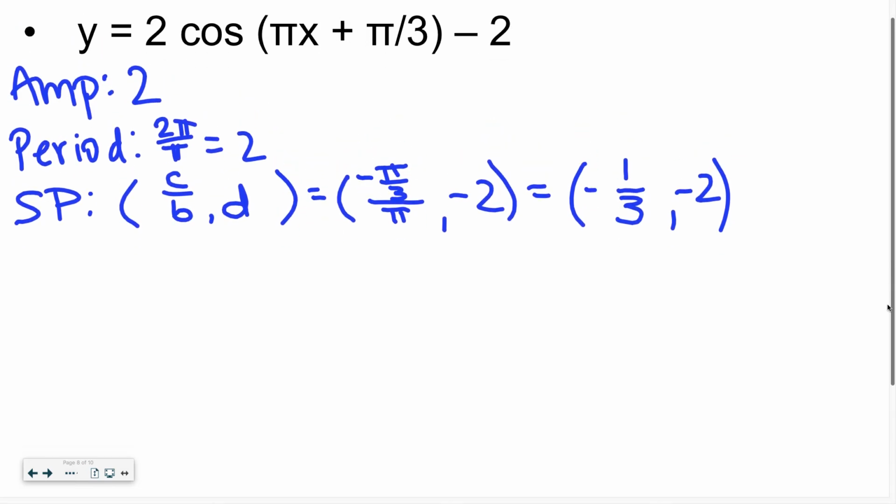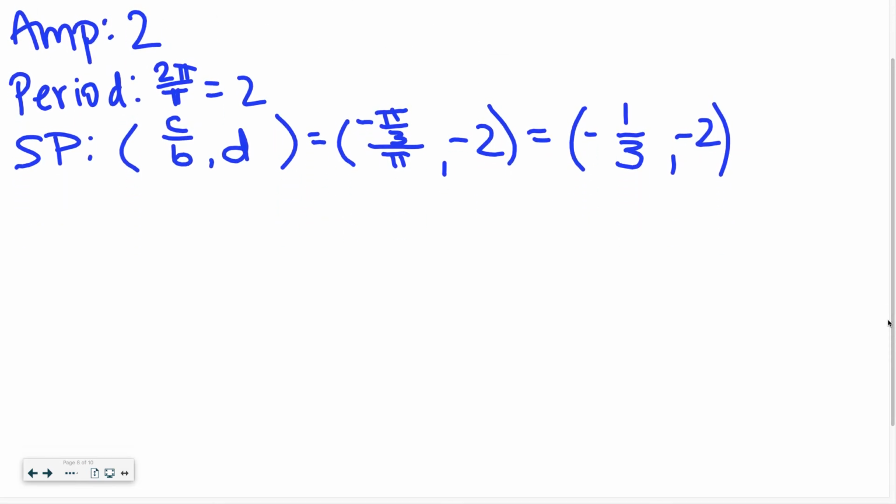Our process. Oh, this is cosine. Okay. Our process is still the same. So our starting point is negative 1/3, negative 2. Okay. Well, now we have a taller amplitude. So, you know, I'm going to try to draw my frame a little bit taller. Some of you may not. It all depends on how much room you have. But I'm going to go up here.